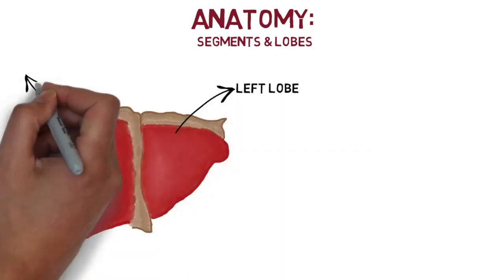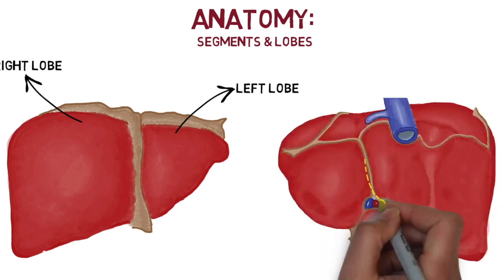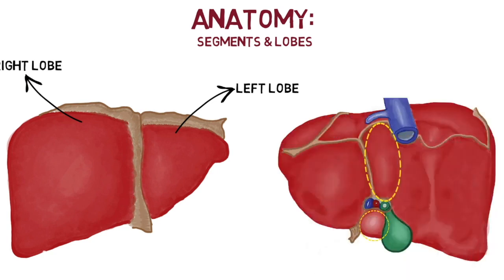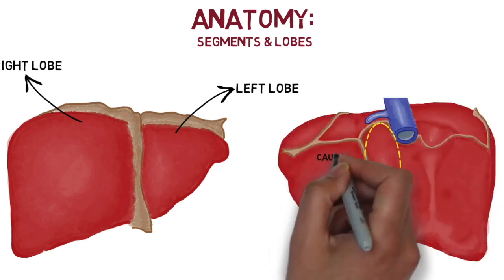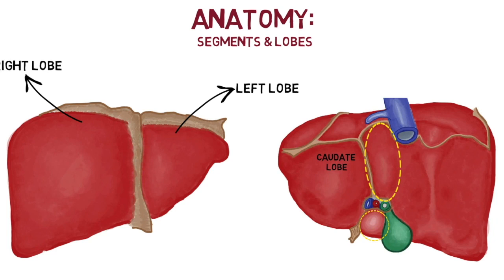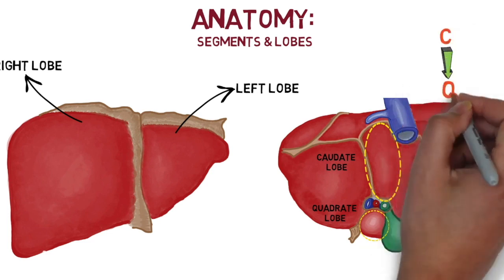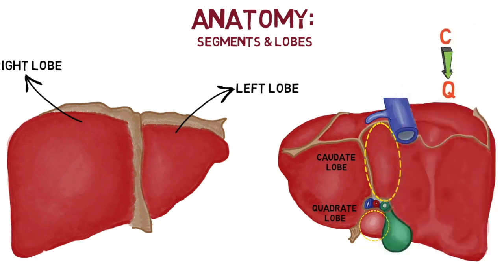Looking at liver lobes, the liver has both a large left and large right lobe, as well as two smaller lobes that can be seen posteriorly. The caudate lobe can be seen superiorly and the quadrate inferiorly. So depending on the anatomy or diagram being used, both of these lobes could subjectively appear square. I simply remember which is which by thinking C comes before or above Q in the alphabet, and hence caudate above quadrate.